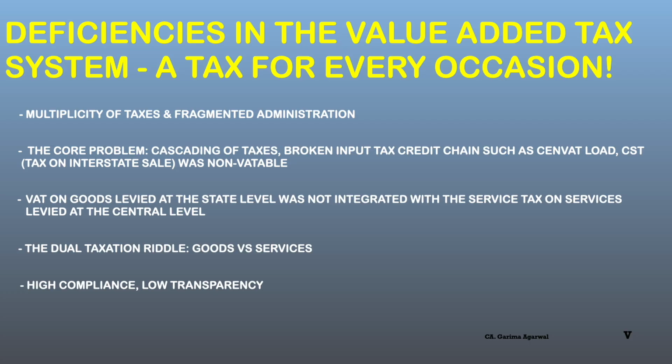Now, as a recap, let's discuss the deficiencies in the value-added system. Point 1, there was multiplicity of taxes and fragmented administration and the core problem of cascading of taxes. So you paid excise on manufacturing of goods, you paid central sales tax on interstate movement of goods, you paid VAT to the state government on sale of goods within the same state, plus you paid entry tax to enter the destination state. India was not a single market. It was a collection of small markets with its own tax barriers.